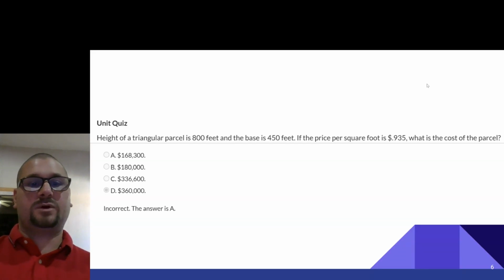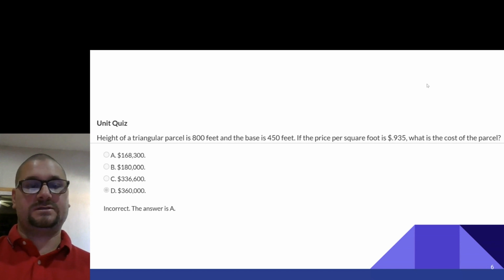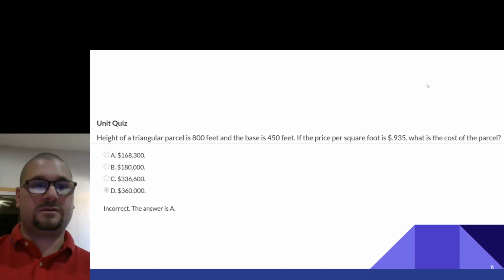The height of a triangular parcel is 800 feet, and the base is 450 feet. If the price per square foot is $0.935, what's the cost of the parcel? The answer is 168,300.